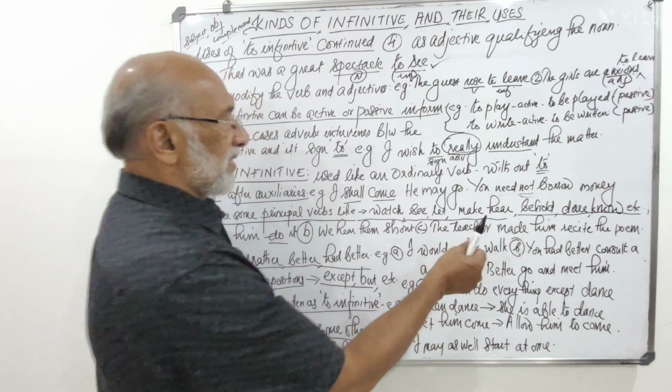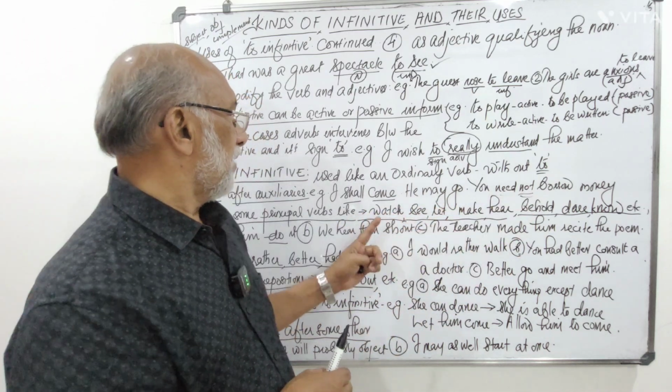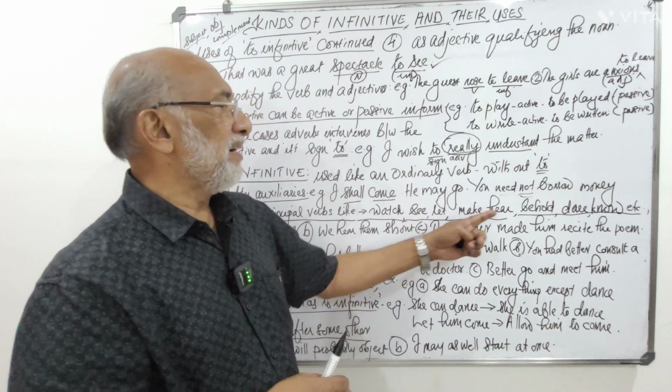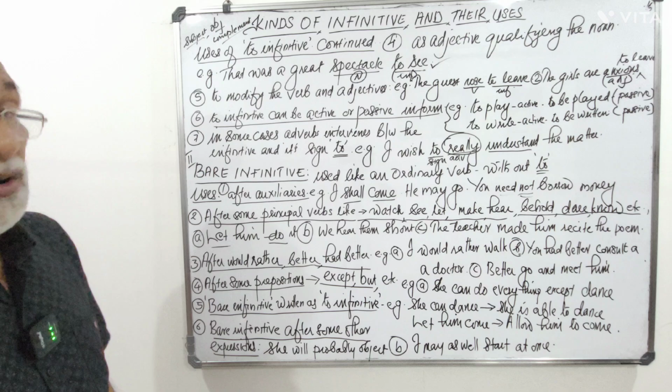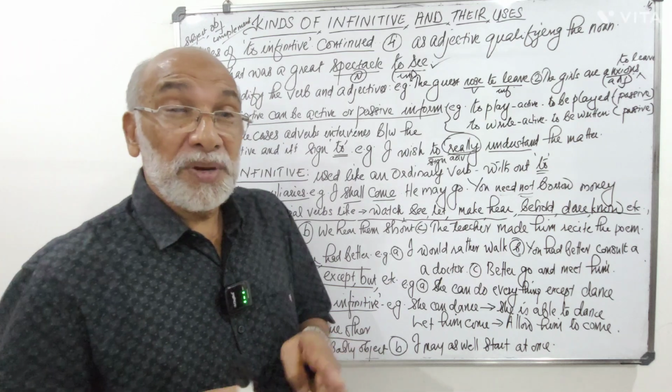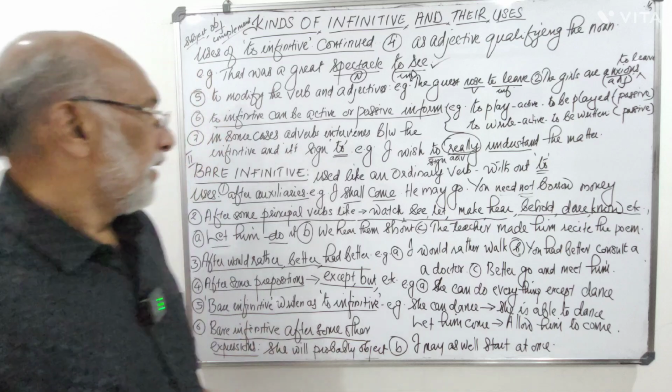So, I just gave two or three examples only. There are many verbs noted here: watch, see, let, make, hear, behold, dare, know. Yes. How dare you come here? Okay, how dare. You don't say how dare to come here.